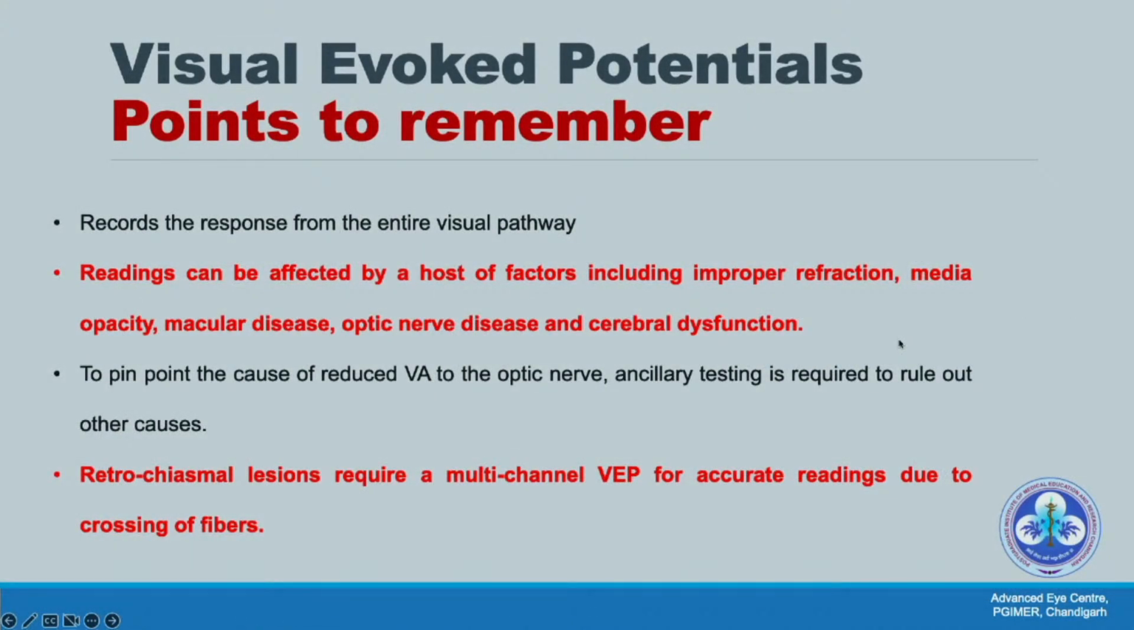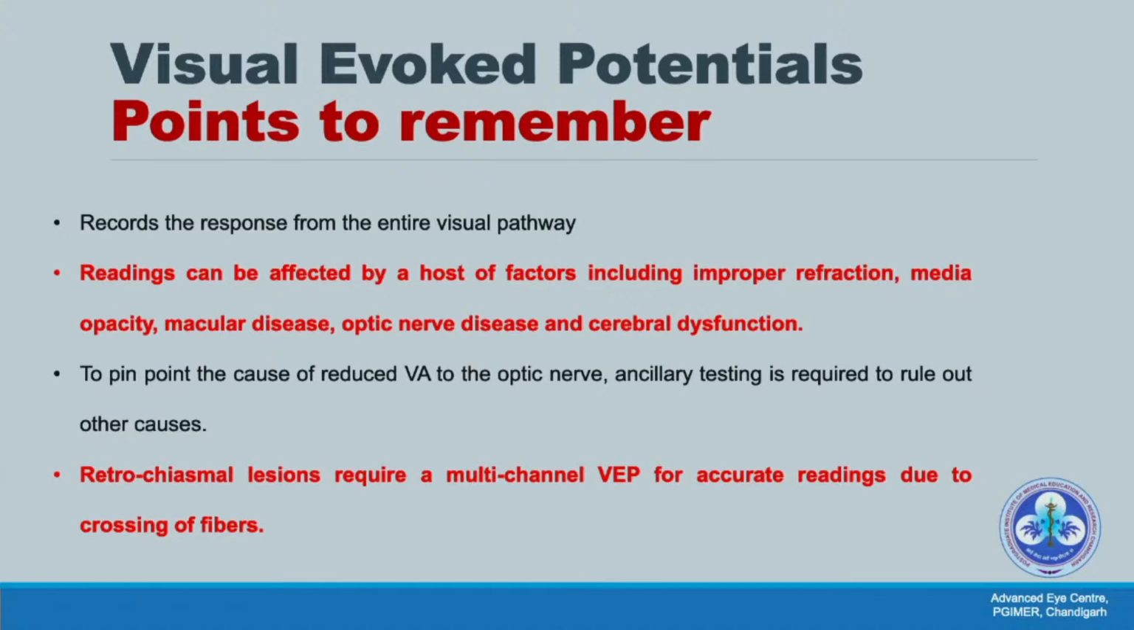So the points to remember for VEP are: it records the response from the entire visual pathway. Readings can be affected by a host of factors: improper refraction, media opacities, macular disease, optic nerve disease. So to pinpoint the cause, you need ancillary testing, your clinical examination and other tests. And retrochiasmal lesions basically need a multi-channel VEP.